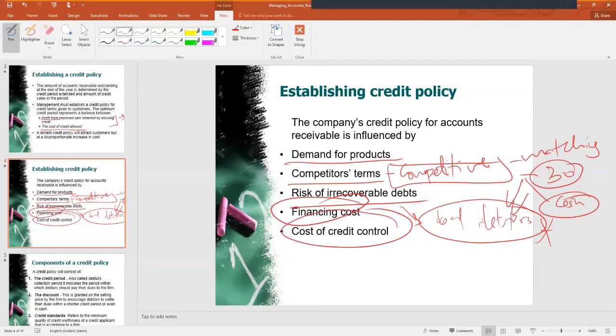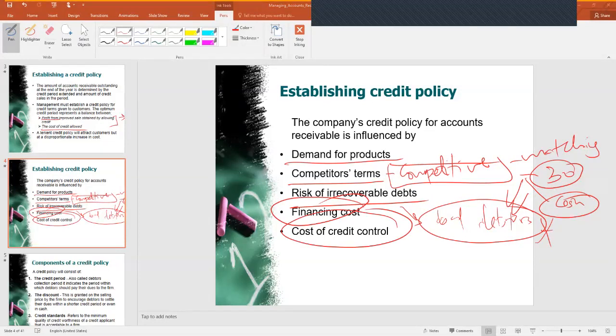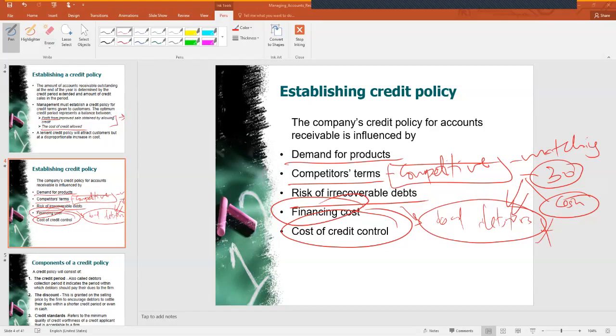Lastly is the credit control. At the end of the day, as a company, you will have to consider the admin costs that you do incur. Don't forget you do require a credit control department. Most companies have a credit control department, trying to control the credit that you extend to a customer. Of course, having a department comes with a cost. There will be admin costs you carry in maintaining that department.